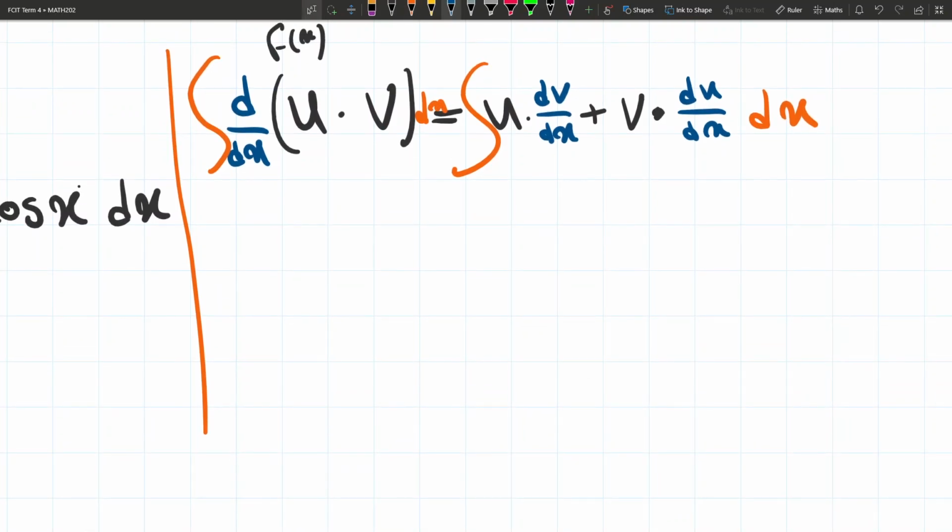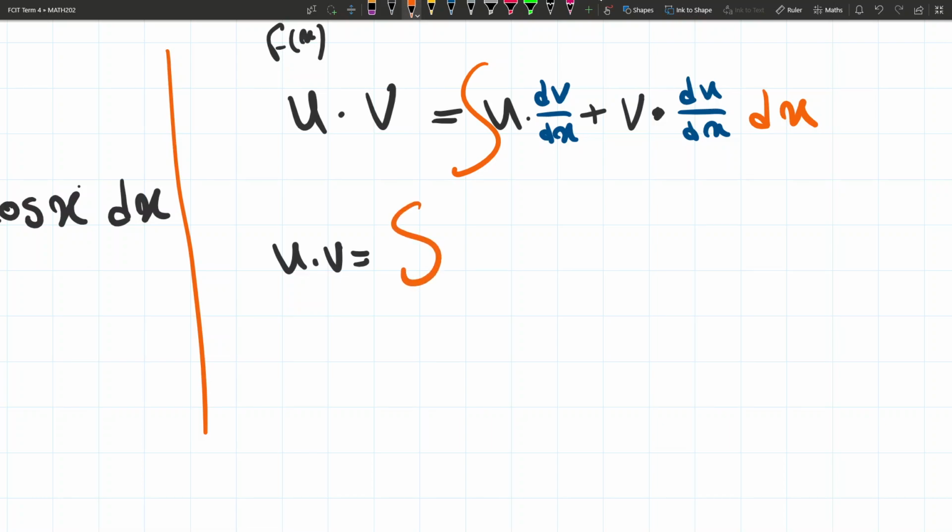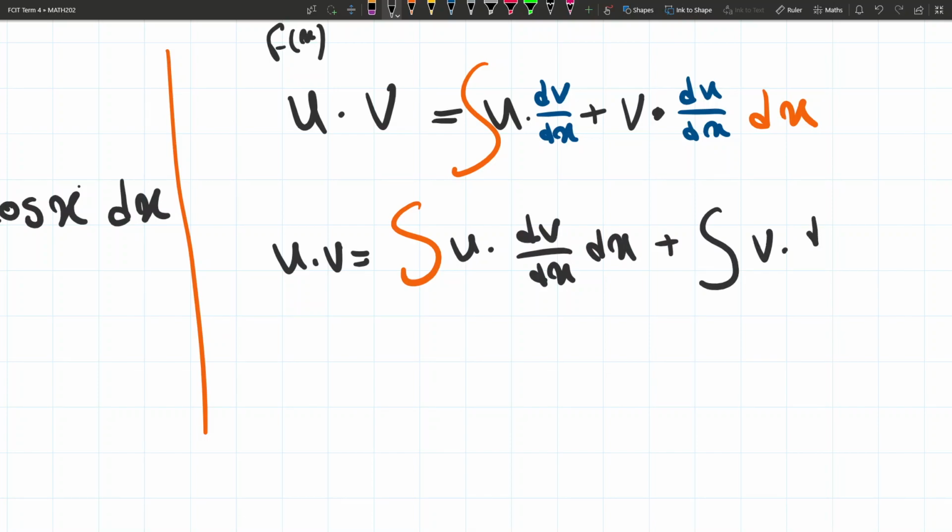Now, as you can see, here there's dx, and here there's dx, and it just cancels out. Actually, if you integrate a differentiated thing, it just cancels out. So u times v. Now, over here, we can just split it on the plus. So we can say u times v is equal to the integral of u times dv over dx, and then the dx, of course, we bring here, plus the integral of v times du over dx times dx.